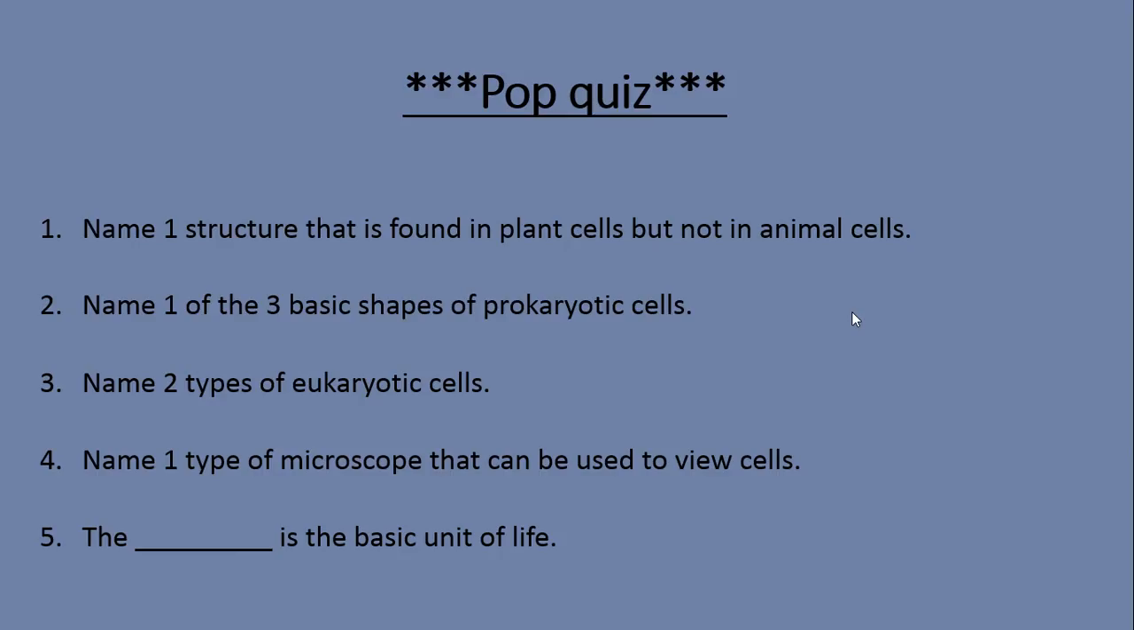Okay, name two types of eukaryotic cells. There's only two types of eukaryotic cells, a plant cell and an animal cell. That's it. Then name one type of microscope that can be used to view cells. We only discussed three types specifically. Only one of those is used mainly in academic and medical laboratory settings, and that is the light microscope. But the electron microscope can also be used to view cells, as well as the scanning probe microscope and a ton of other microscopes as well.